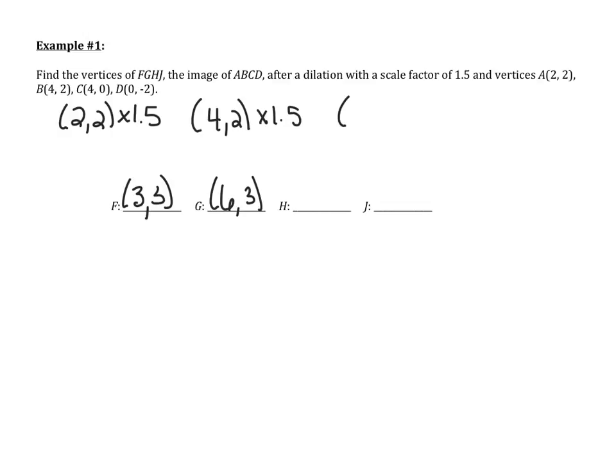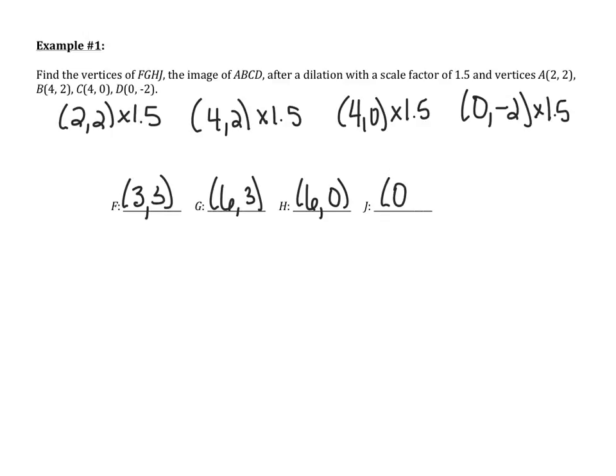Next, I'm going to take C, which is (4, 0), and take it times 1.5. So 4 times 1.5 is 6, and 0 times 1.5 is 0. Finally, we'll take D, which is (0, -2), times the 1.5 scale factor. 0 times 1.5 is still 0, and -2 times 1.5 would be -3. So all you're going to do is take each number times the scale factor.